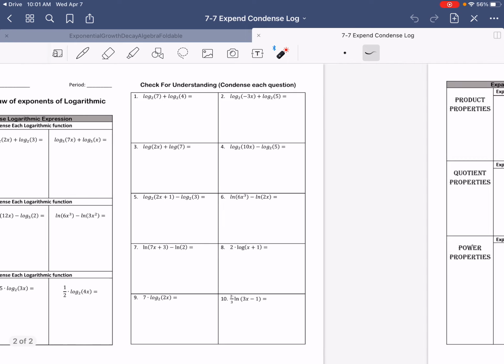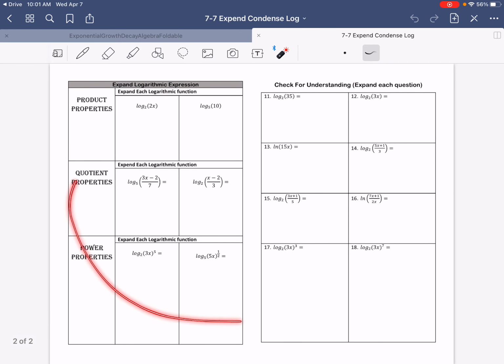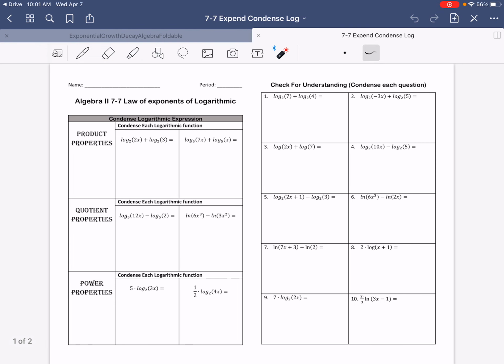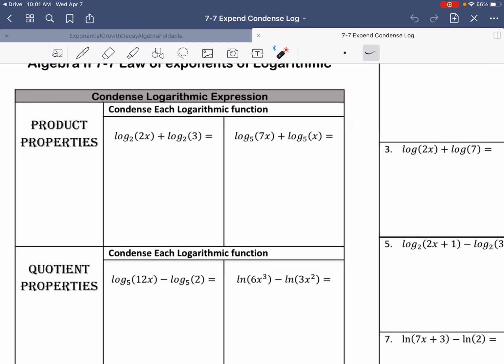Okay, so basically for the logarithmic here we have some rules that you have to memorize, and on the other side, like this one is about condensing. You're making it like simpler, and the other side is about making it like larger, like expand. Okay. So here we go.